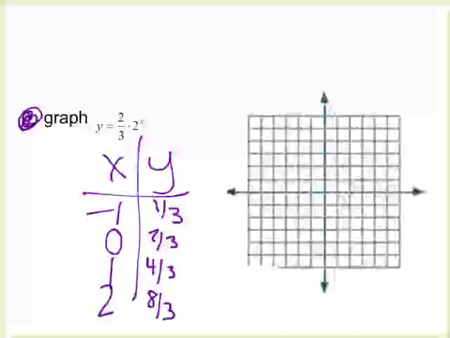Then I want to plot those. -1, 1/3; 0, 2/3; 1, 4/3; and 8/3 is 2 and 2/3. So we can see it beginning to make that turn. Put arrows on both ends because it does go on forever in both directions. So again, with the steepness, the bigger the base, the steeper the graph. 2 doesn't seem like a very big number, but it actually still starts to create a pretty steep graph.